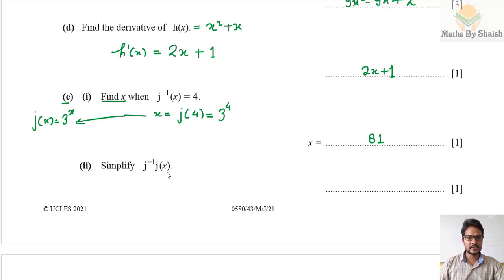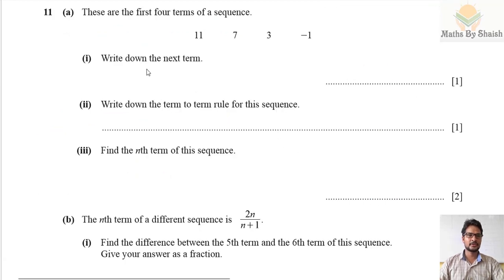Simplify j inverse of j of x. Since it is an exponential function, these two cancel each other, or we can say we get the unit value. So if the input is x, the output would also simply be x. Let it be j inverse of x, that will also be x. So j inverse and j cancel, but we get the last answer as the input, that is x.